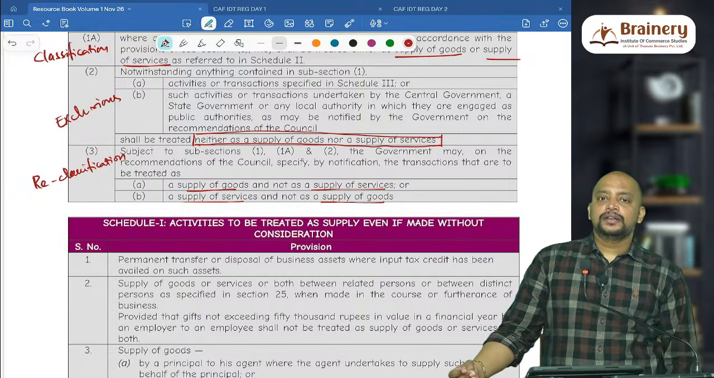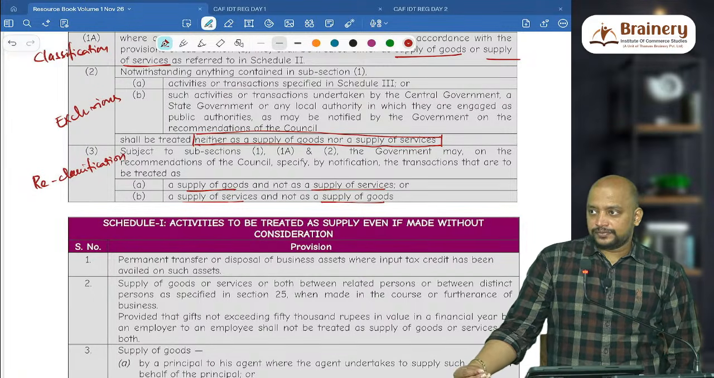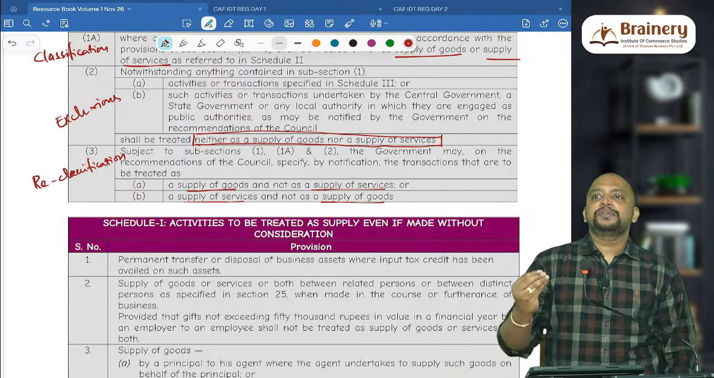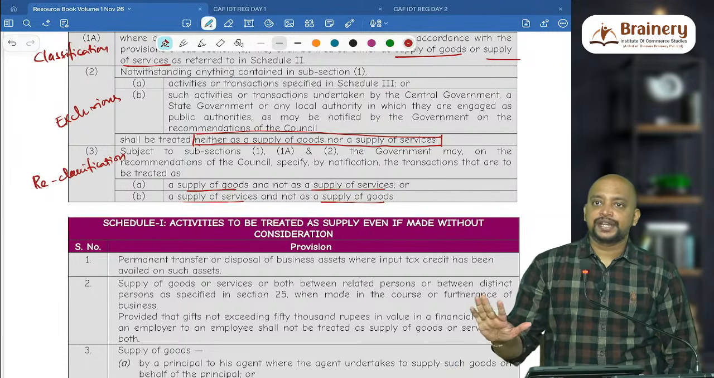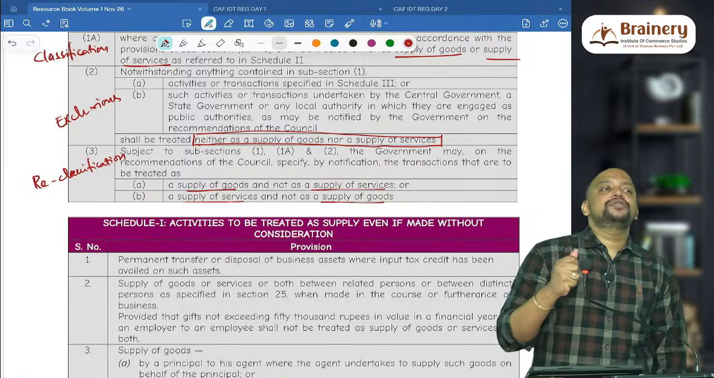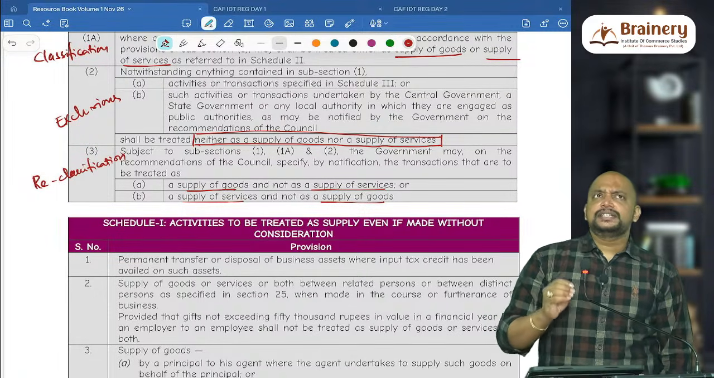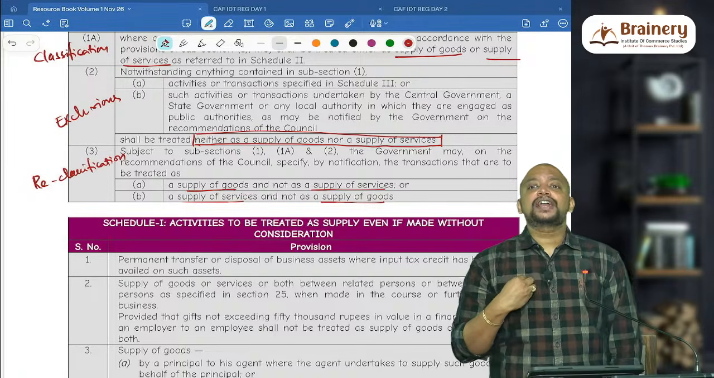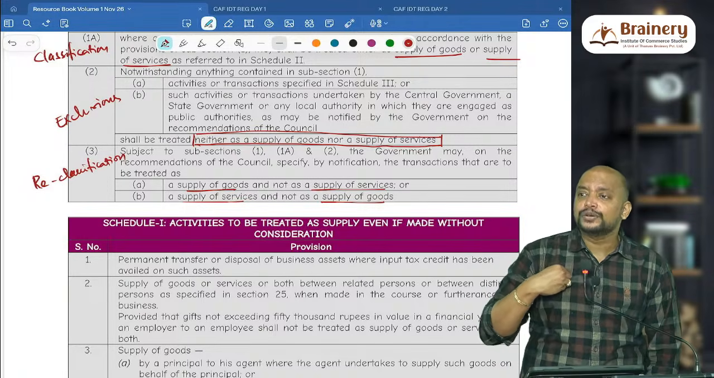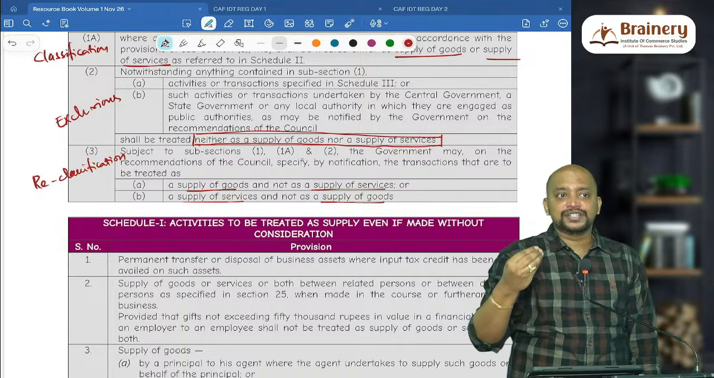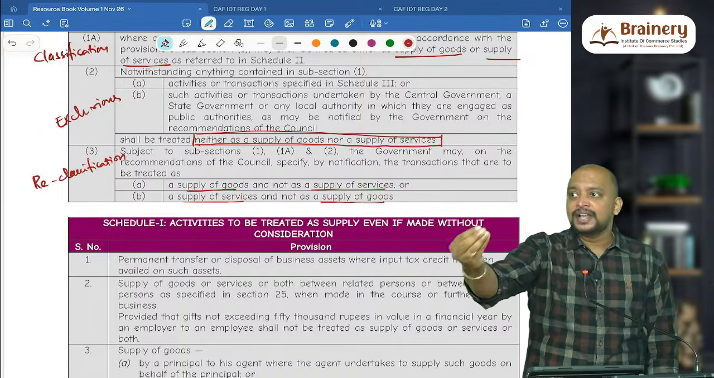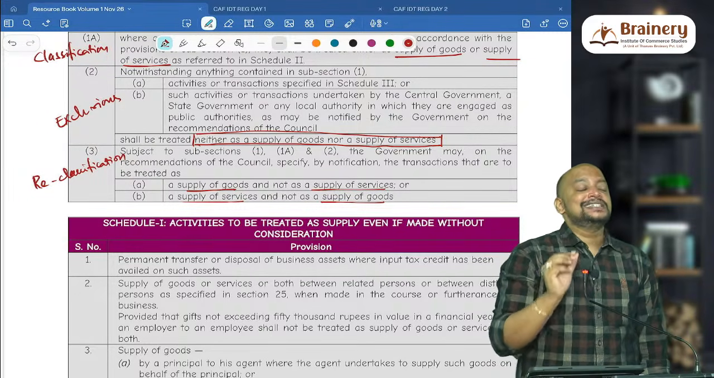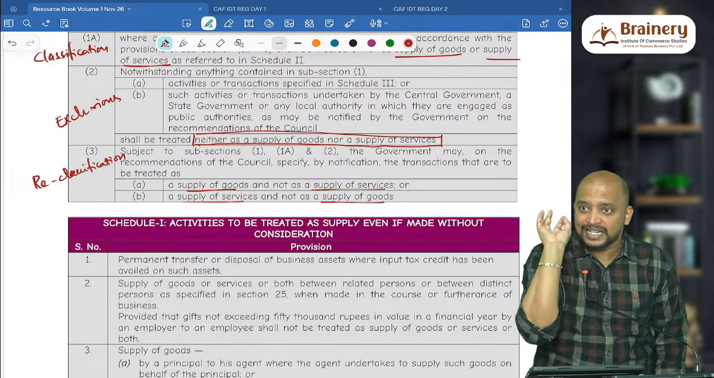Listen, you gave me cloth, I am a tailor and I am stitching a garment. Is it supply of goods or supply of services? Definitely it is supply of services. Why? Because I am carrying out a process on goods belonging to another person. The substantial material is yours and I do the process. So it will come under supply of services. This is given in 7 subsection 1 capital A.